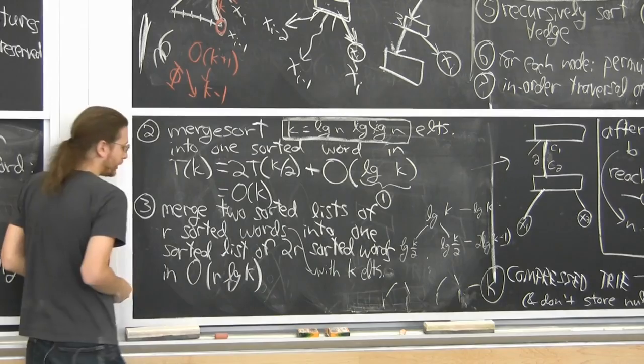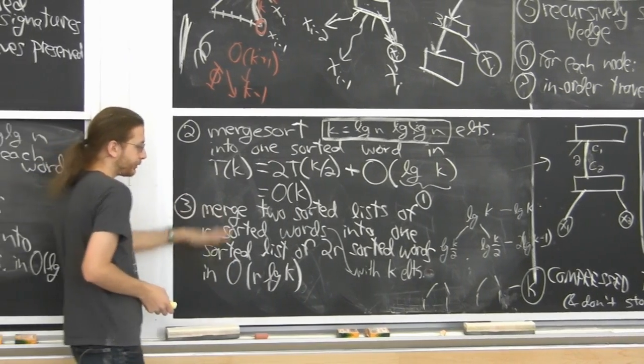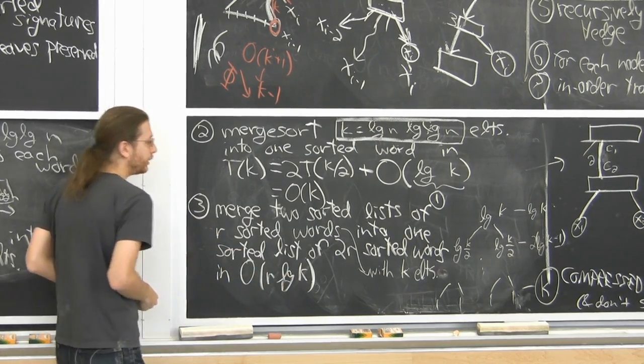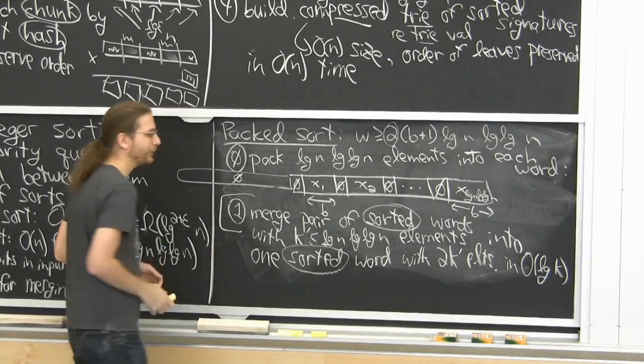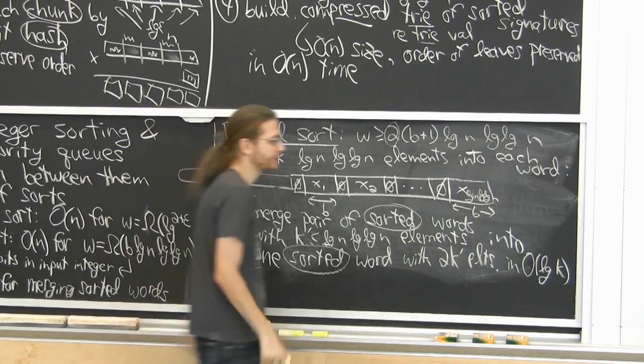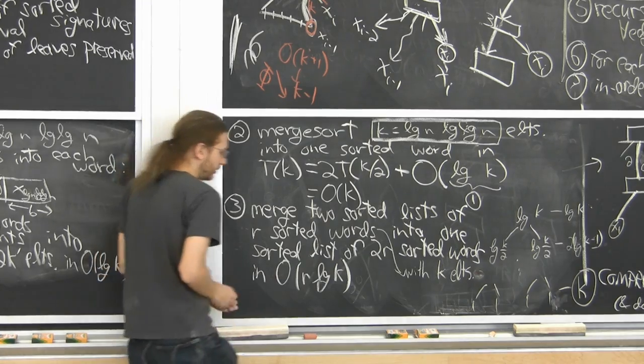Okay, let's see. I mean, regular merging algorithm would take r times k time because there are r times k items. But we have this merger over here, which will merge two words in log k time. So that's why it's going to be r log k. What's the picture? Well, let me draw it.